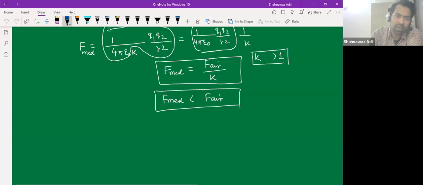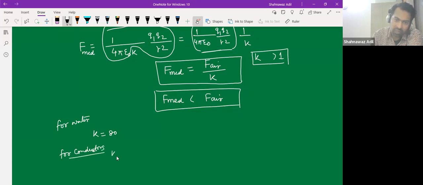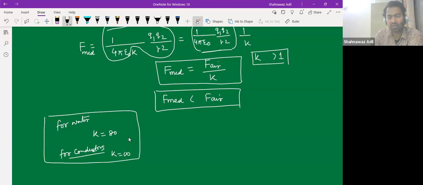So for water, this k would be 80, right? For water, and for conductors, this k would be... So these are the dielectric constants for different materials, right? And now we will understand about the superposition.